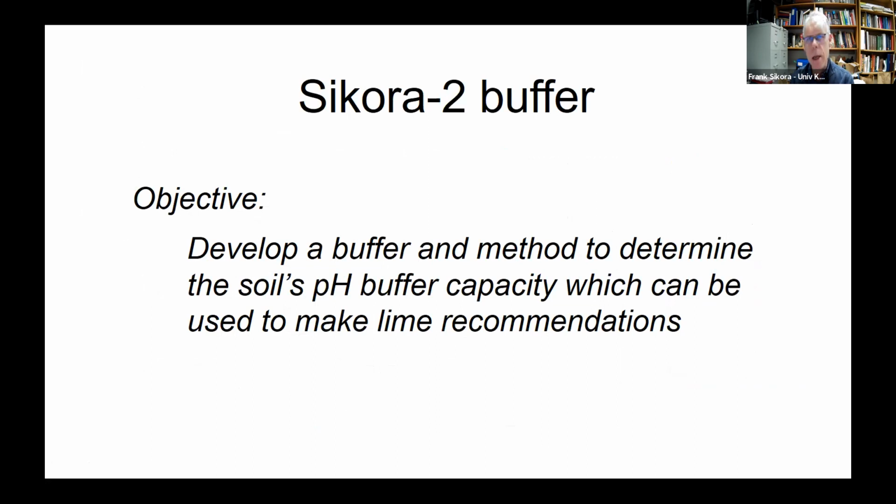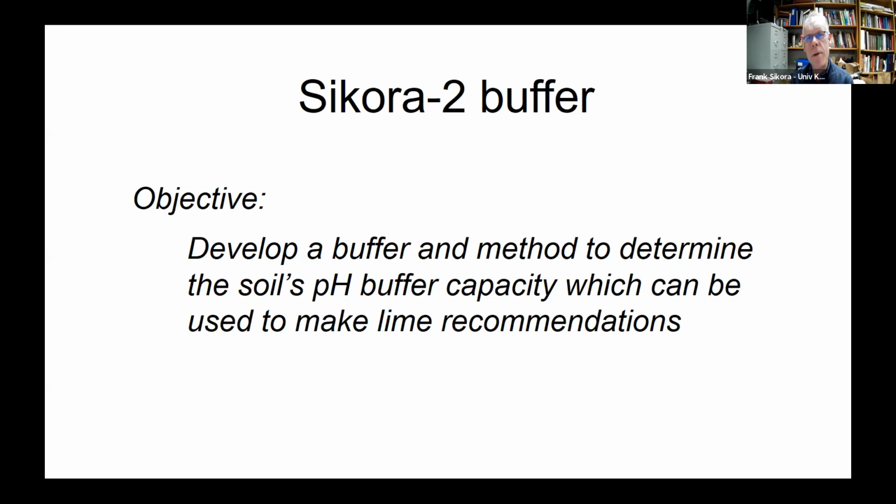So the work I showed so far was pretty much the chemistry project, the laboratory project. It didn't really evaluate or look at lime recommendations. The objective was just to create a buffer that would give the same buffer pH value as the buffers that were being replaced.